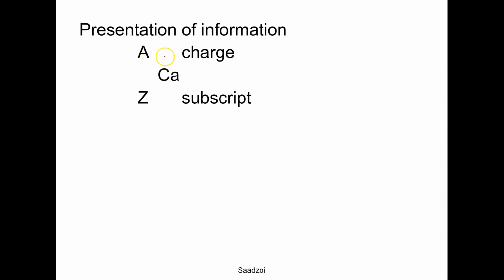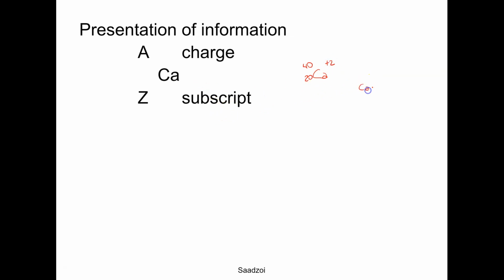All right, presentation information. You're going to see information throughout the year presented the same way as far as the atom is concerned. Upper left is always going to be your mass. Bottom left is always going to be your atomic number. That's what Z stands for, atomic number, as opposed to your atomic mass. Your charge is always going to be in the upper right, and subscript tells you how many you have. So for example, you may see this, Ca 40, 20, positive 2. That's what you'll see it as.